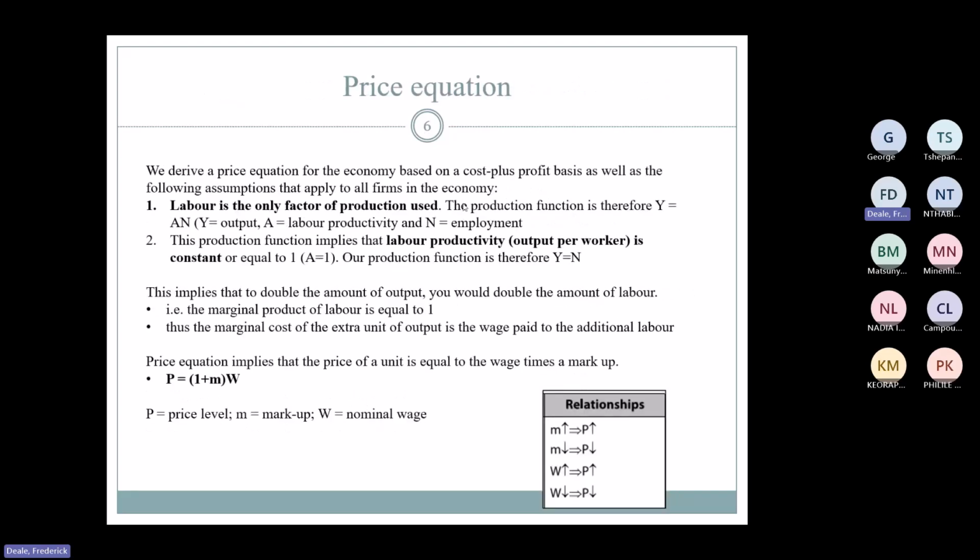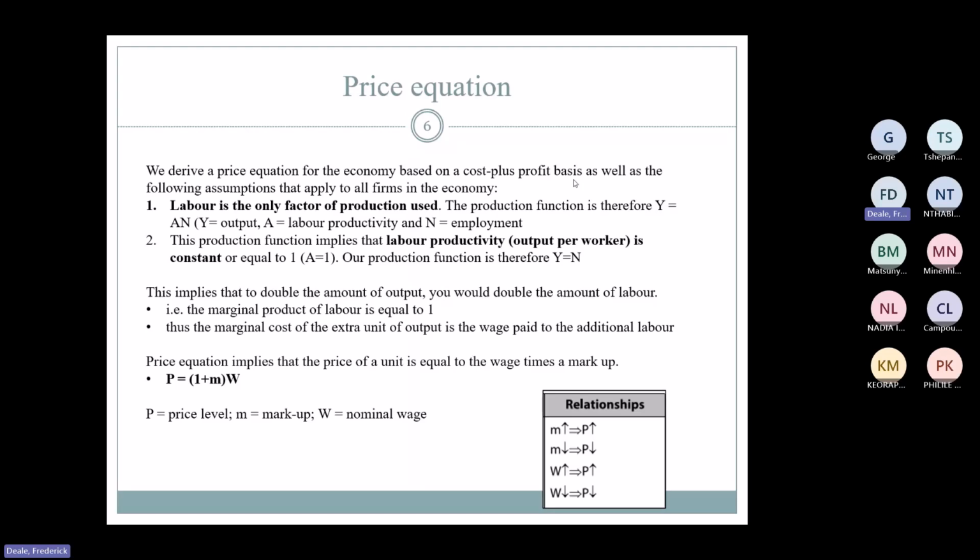The price equation, right? So there are two things in this model that we're busy building up to. It's wages and prices. Now, wages is what employees ask for. Prices is what firms end up charging for the goods and services they offer, which the employees at the end of the day buy, right? So first of all, on the price equation, we derive this price equation for the economy on a cost plus profit basis. So this is a simplifying assumption.